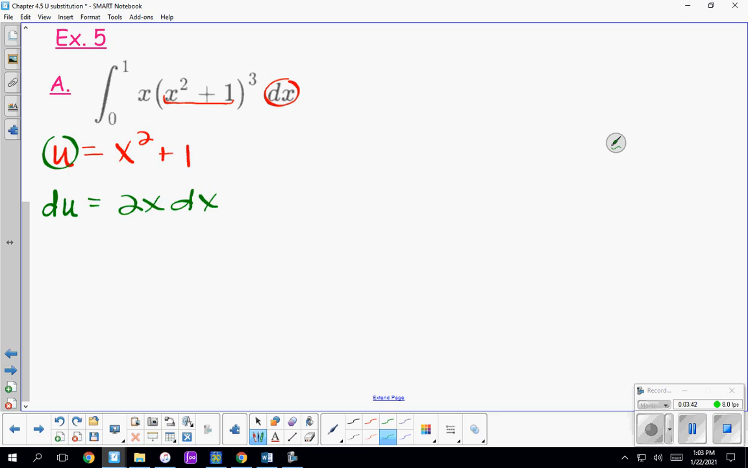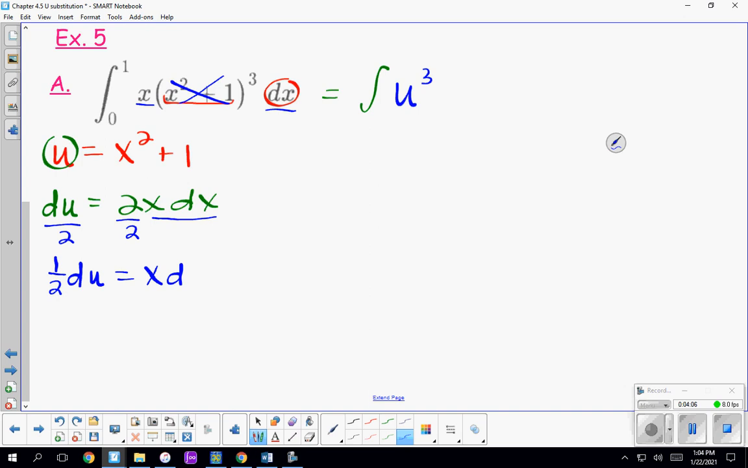Now I would go ahead and start replacing things and see if there's more work you need to do. A lot of times there will be, but sometimes there won't. So I'm going to replace this with u first. So I get u to the power of 3. And I still need to replace an x and a dx. I have that here. So I'm going to divide both sides by 2 to see that 1/2 du equals x dx. And now my x dx can go out, and I can substitute 1/2 du.